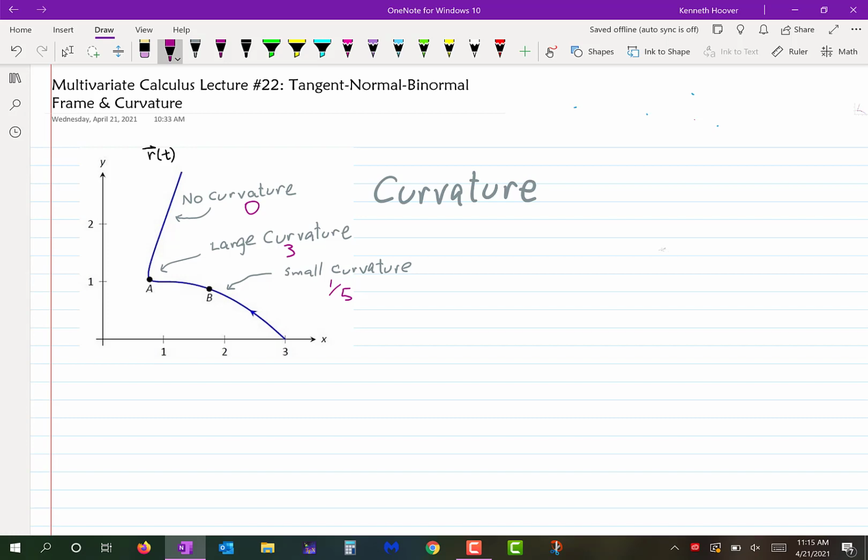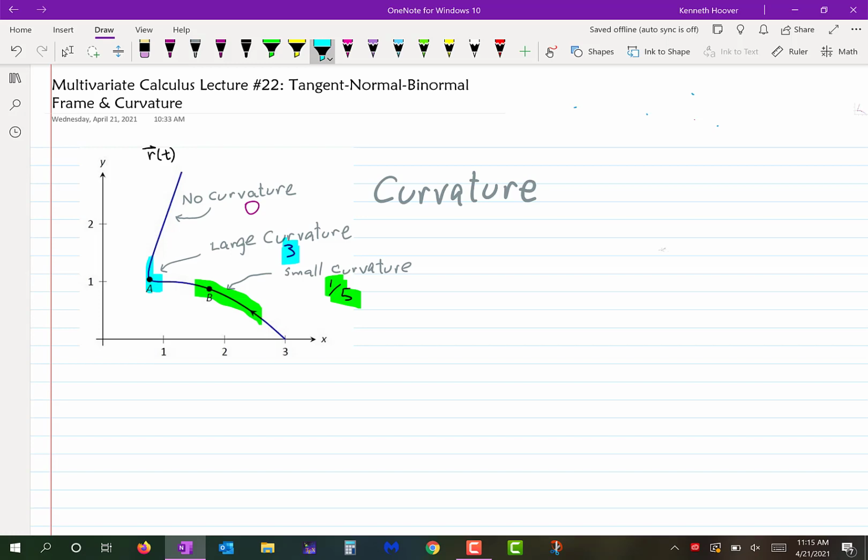And so by looking at the relative sizes of those numbers, because there's a curvature of 0 right here, then I know that the graph is straight. Because there's a curvature of 1/5 here and a curvature of 3 there, and because 3 is a lot bigger than 1/5, then I know that the blue section has a lot tighter of a turn to it than the green section.